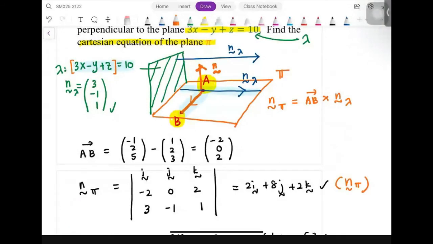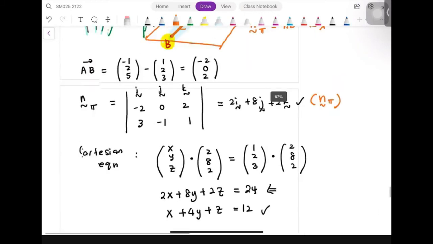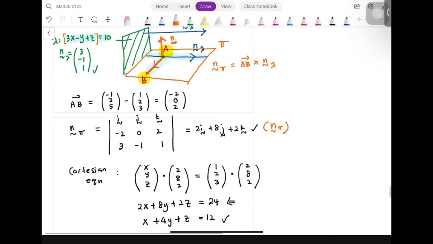Okay. Dah settle, straight away substitute into the formula. Make sure your final answer in simplest form. Kalau constant tu boleh kecilkan, kecilkanlah. That's why we get x plus 4y plus z equal to 12. Okay. So, this is next situation. Ini situation yang ni kena buat cross product pula.